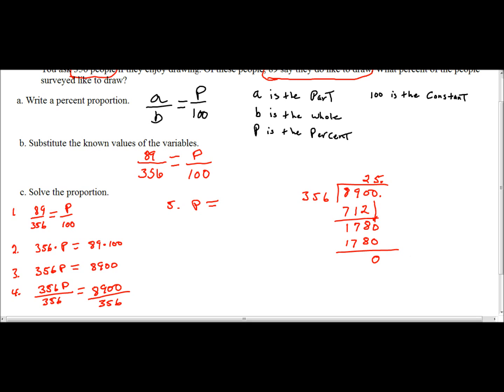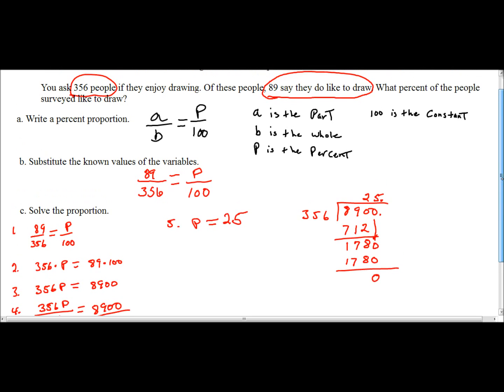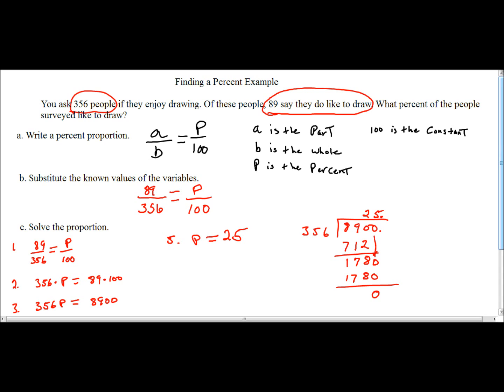So here we have P is equal to 25. So what this is telling us is that 25% of the people that they surveyed enjoy drawing, and we did so by using the percent proportion formula. So again, when you look at these word problems, make sure you look at the information that's there, pull out the information that you know, and use that information to substitute in your percent proportion. Okay, I'll see you soon.